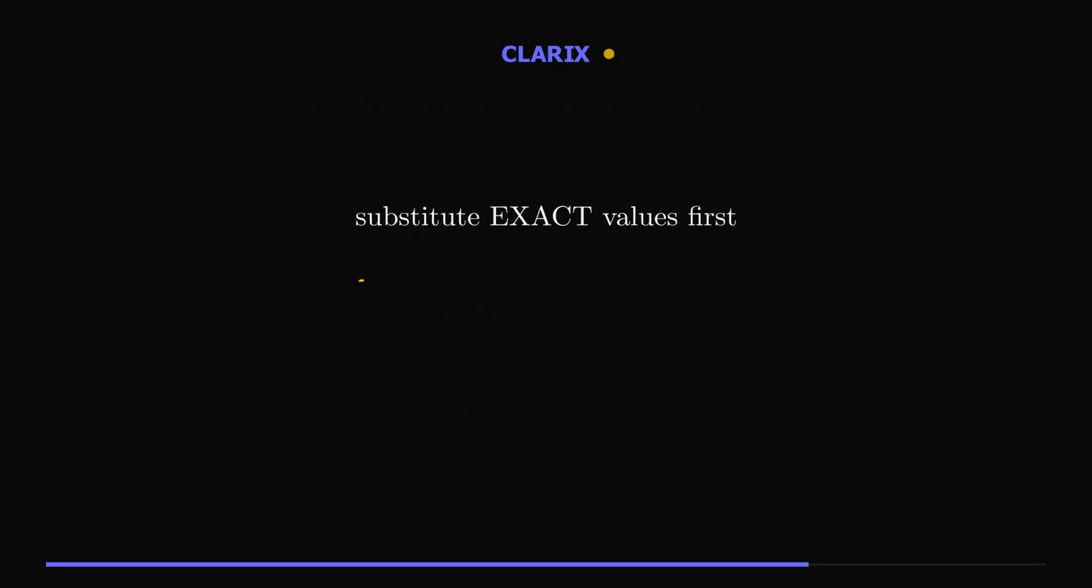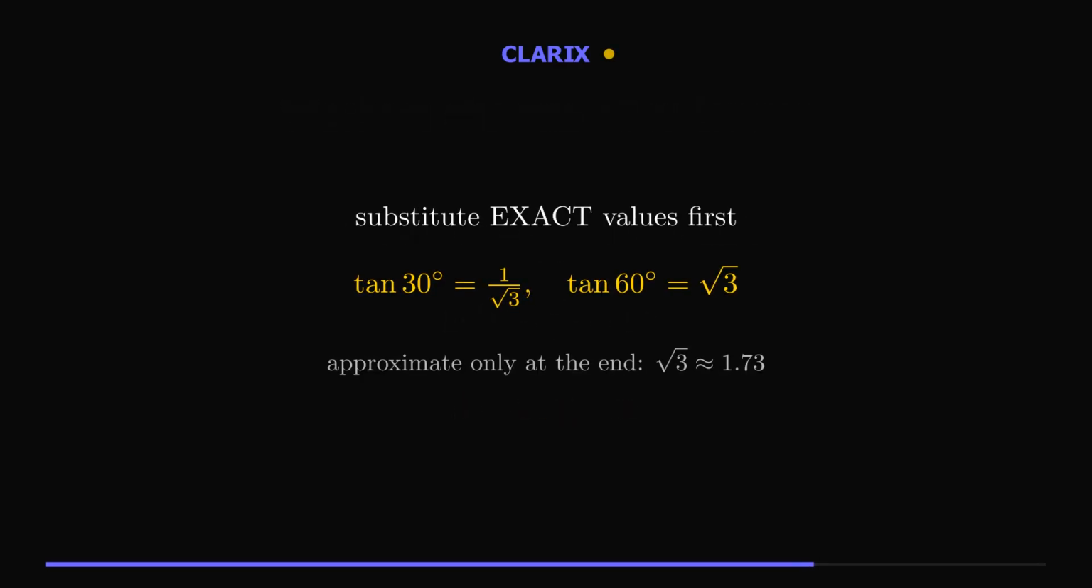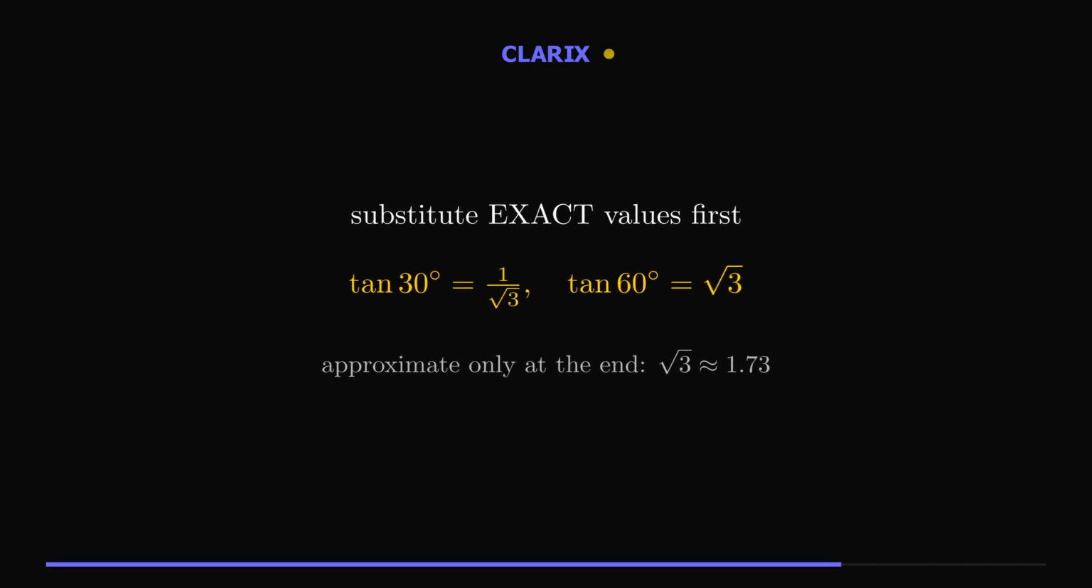One habit that saves marks. Always substitute the exact standard value first. Tan 30 is 1 over root 3, tan 60 is root 3, and keep your answer in surd form. Only at the very end, if the question asks for a number, approximate, using root 3 is about 1.73.